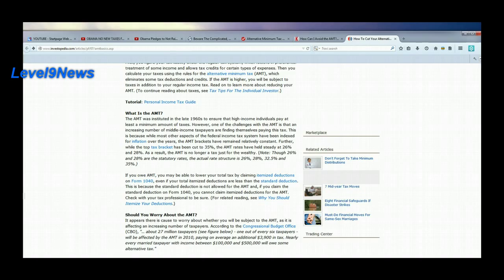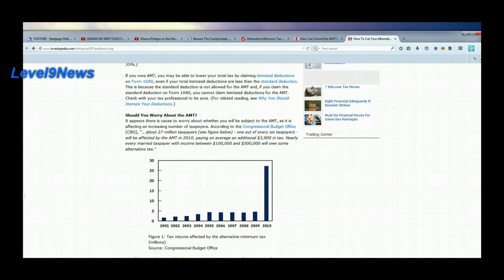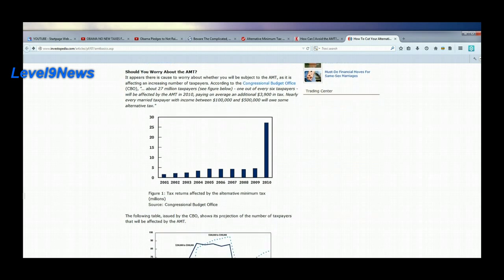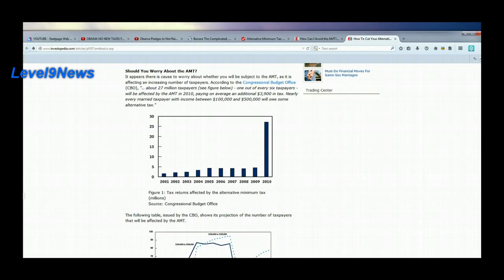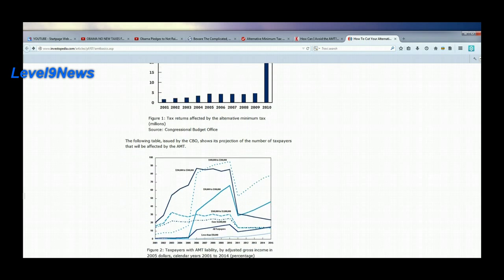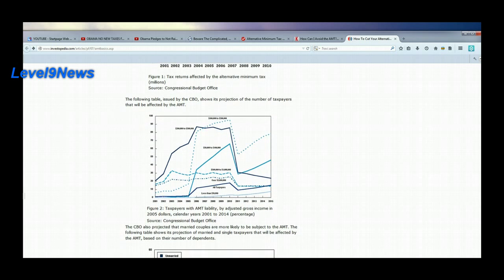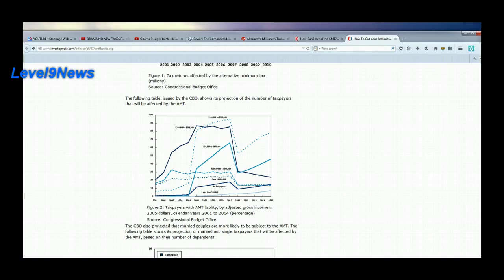Make no mistake, this is an overt tax designed to destroy not the rich, but the middle class. It will devastate them. Here's a chart of the alternative minimum tax from 2001 to 2010. Notice after the crash of 2008, it went through the roof, exponentially increased insofar as the amount of taxpayers in the taxpayer base that were now being affected by this tax. This chart here by the CBO shows the projection of the number of taxpayers that will be affected by the AMT.